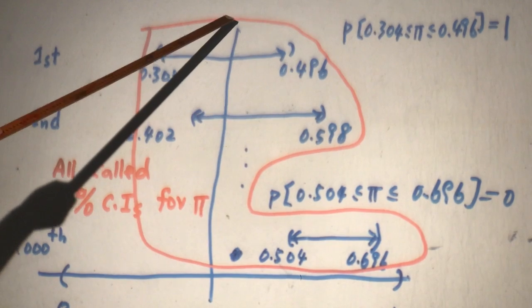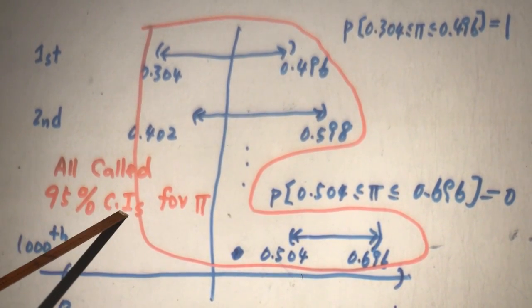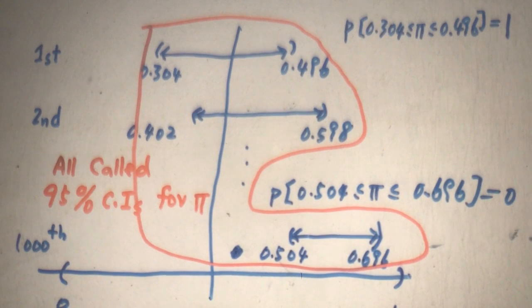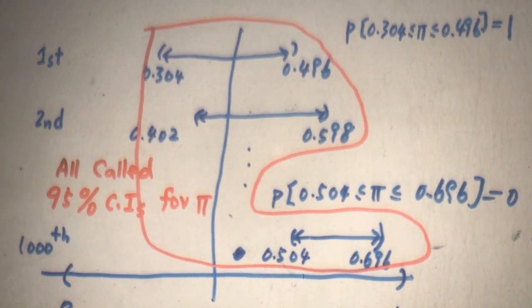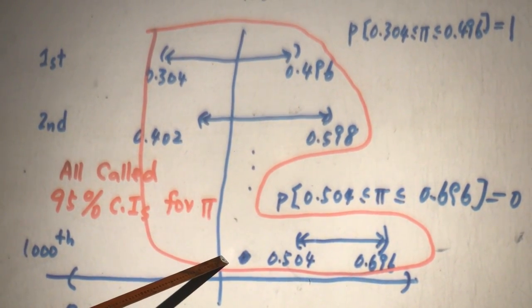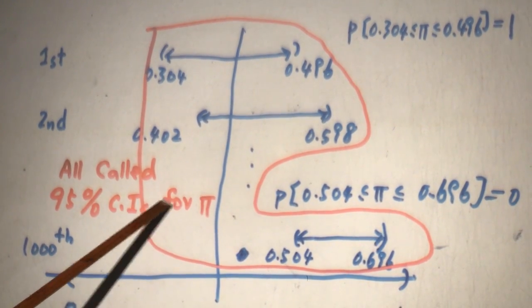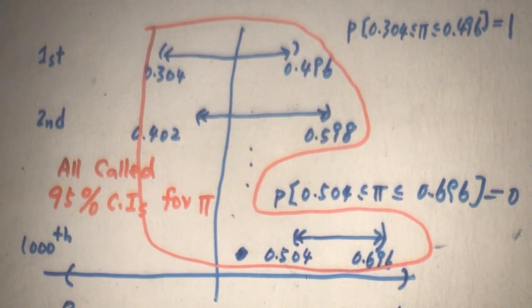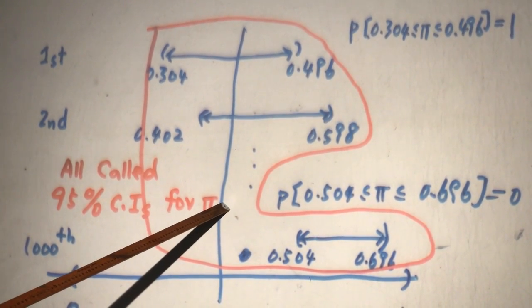So you should explain a 95% confidence interval as follows. You should say, if you repeat the experiment many, many times, here 1,000 times, then you expect 95% of such intervals will actually catch pi. In our case, you expect to see 950 of such 95% confidence intervals will catch pi. That also means you expect 50 of them will not catch pi. Is that okay?